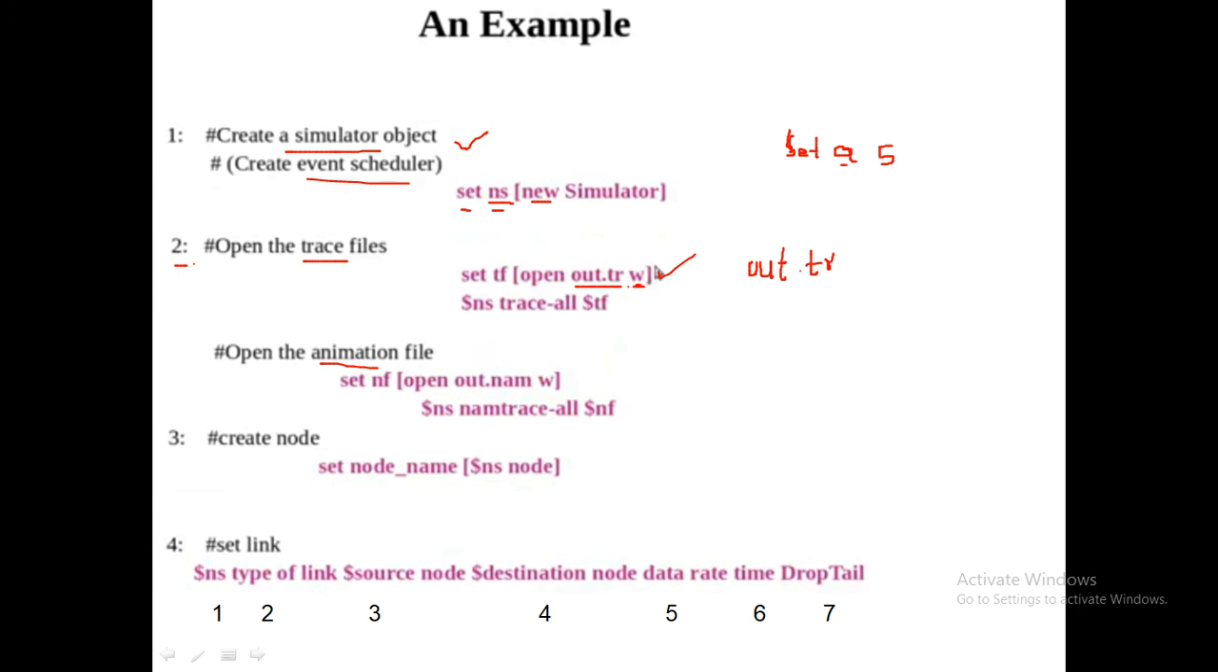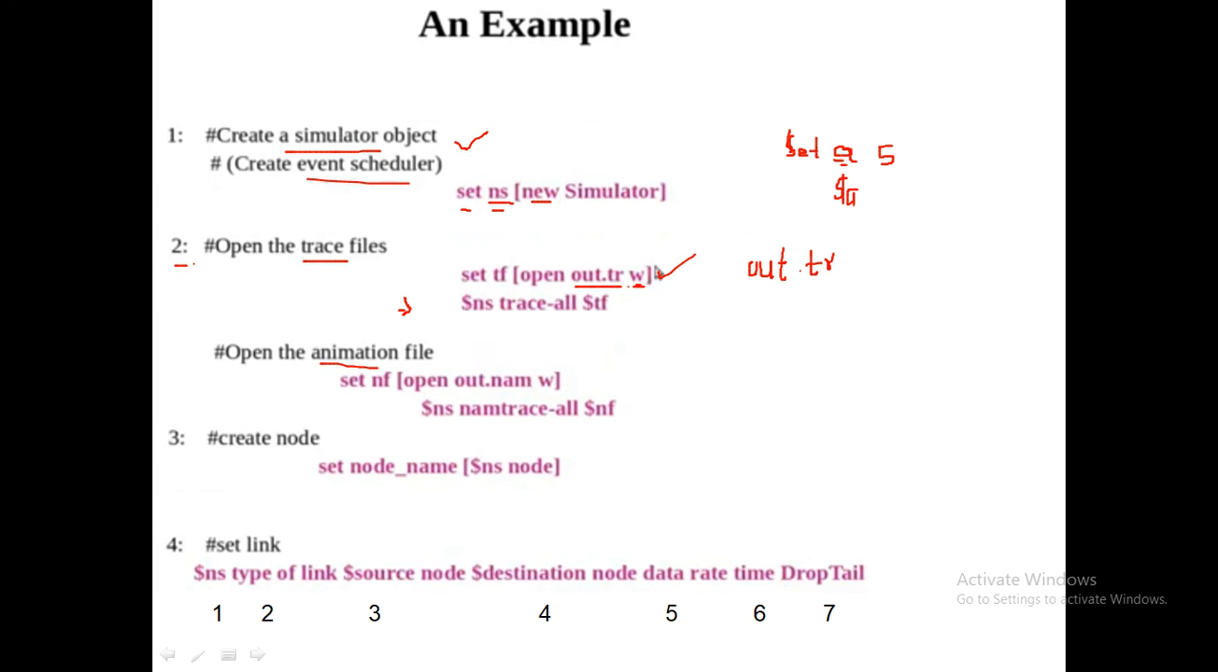Next, this is a very important line. Once you have opened it, you are going to link it. Now $ns, you know that in our TCL, a is just a variable. If you say $a, it will give you the content. Just keep that in your mind.